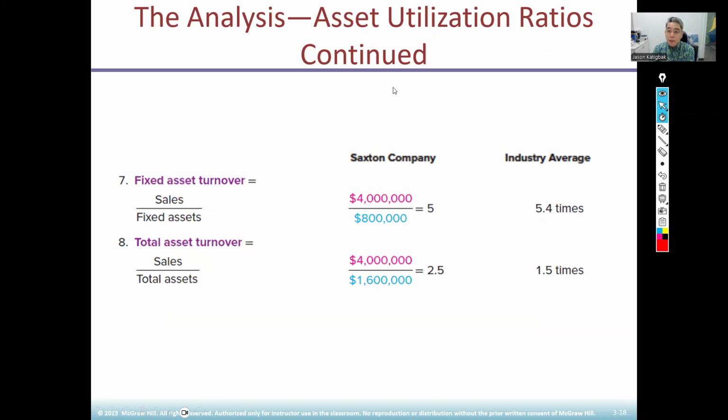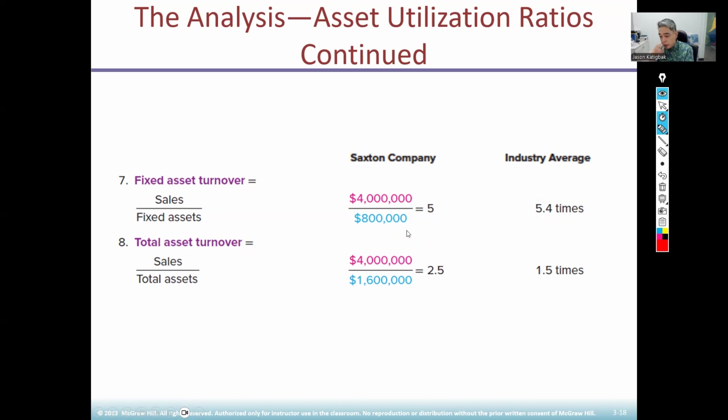Now, I'm going to go back to what the content on our book is, and then I'll explain to you some of the calculation. So you have fixed asset ratio, sales divided by fixed asset. So it means that the fixed asset that you have as of the balance sheet date generated 5 times of revenue. Basically, that's what it is, right? And then on the industry average, it's generating about 5.4 times. So it means that we're not maximizing the use of the fixed asset yet.